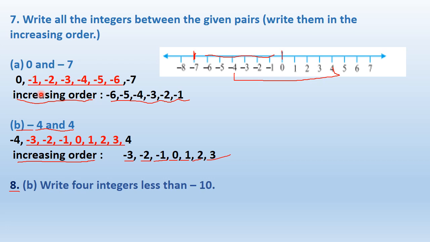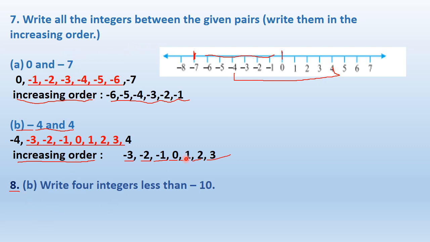Then next, write 4 integers less than minus 10. Now where is minus 10? Minus 10 should be here. And the question is less than minus 10. When do we get a less than number? When we move to the left. If you move to the right, then we'll get a greater number. But we want less than minus 10, so it should be on this side, left hand side.